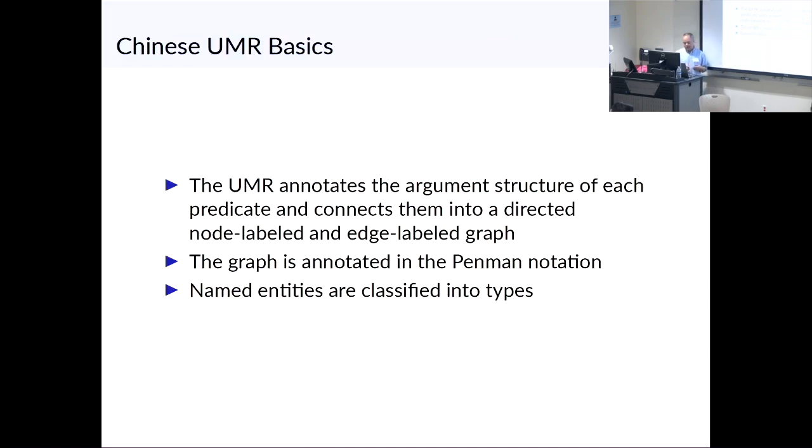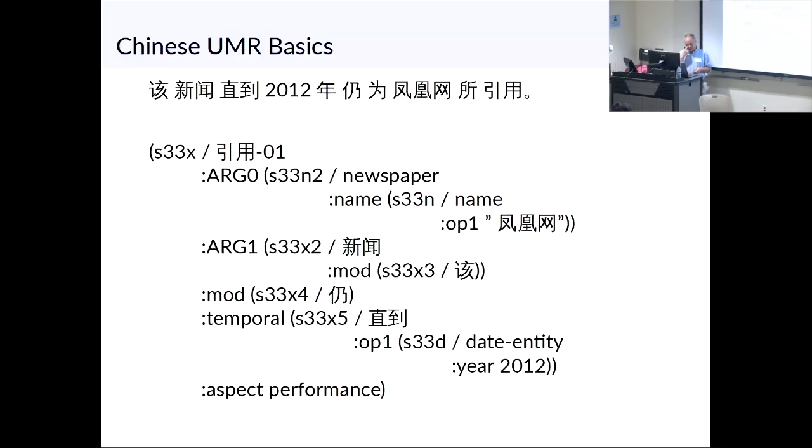The basic thing is the same, right? UMR annotation annotates the argument structure for each predicate and connects them into a directed node-label and edge-label graph. That's what we're talking about. It also annotates named entities, classifying their types. This is the basic stuff, which is not different for other languages as well.